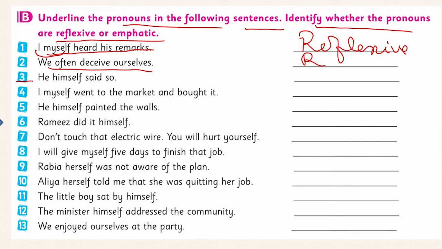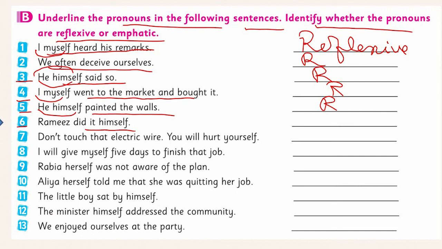The third one, he himself said so. He and himself, the same person here, reflexive pronoun. The fourth one, I myself went to the market and bought it. Again, I and myself, the reflexive pronoun. The fifth one, he himself painted the walls. Again, he and himself, the reflexive pronoun. The sixth one, Ramiz did it himself. Ramiz and himself are related about one person. So this is a reflexive pronoun.